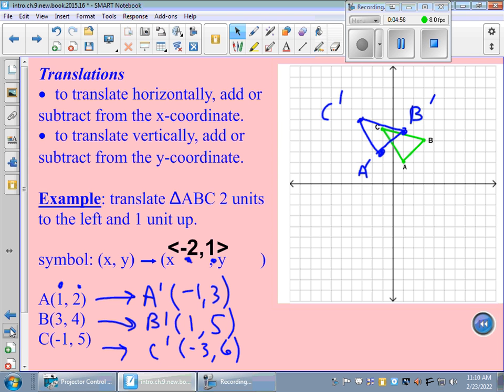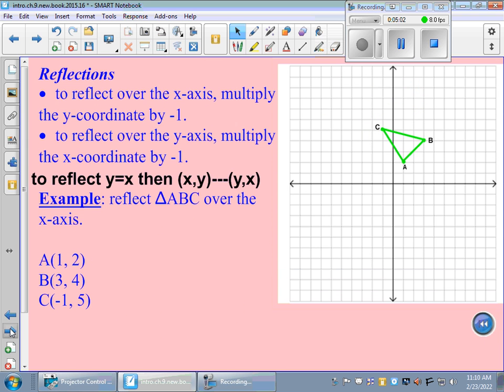That's a translation. It keeps the same shape and size. It just slides or moves it along the way. That's called a translation. Next here we have a reflection. To reflect over the x-axis, multiply the y-coordinate by -1. Reflect over the y-axis, multiply the x-coordinate by -1.